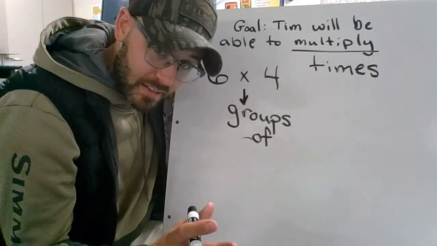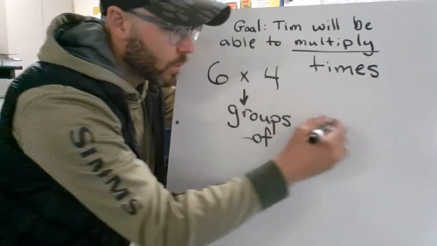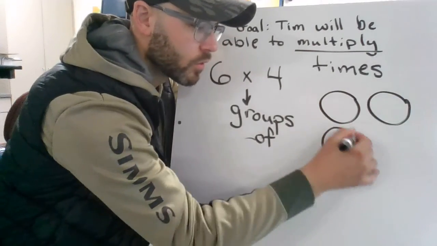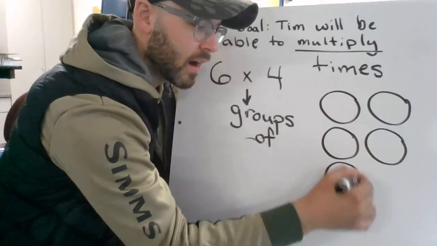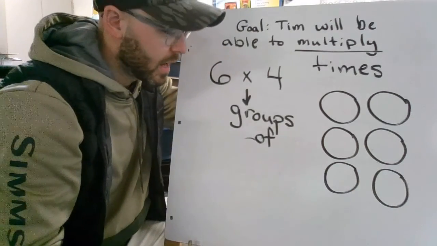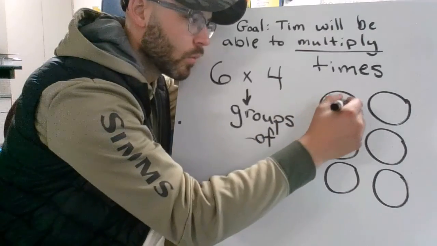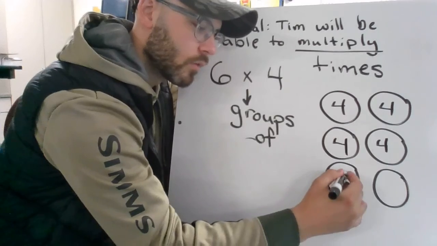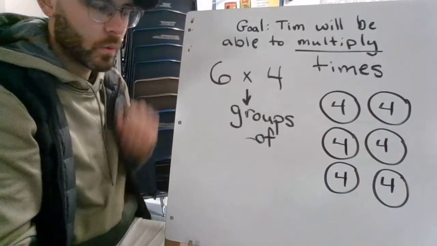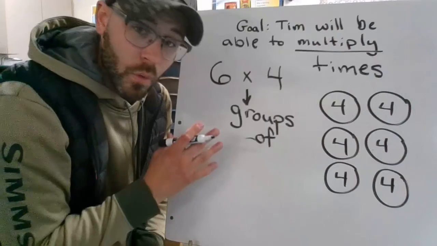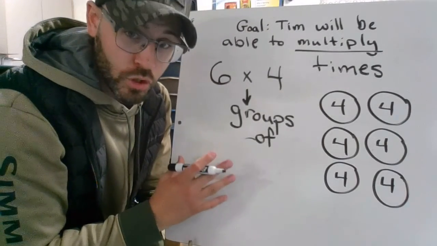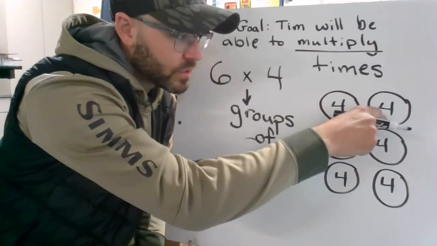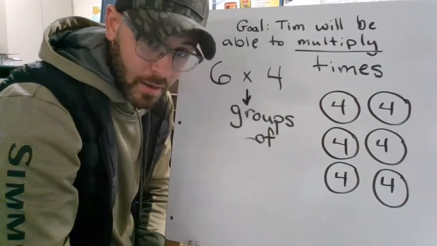I can draw that. 6 groups of 4. 6 groups would be 1, 2, 3, 4, 5, 6. And each group has 4. 4, 4, 4, 4, 4, and 4. Now, we've done a lot of addition, so you should be able to take care of this. 4 plus 4 plus 4 plus 4 plus 4 plus 4. It's a lot of 4s to add up, but it's doable.